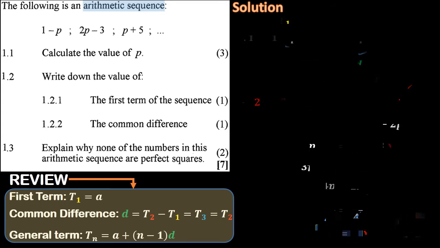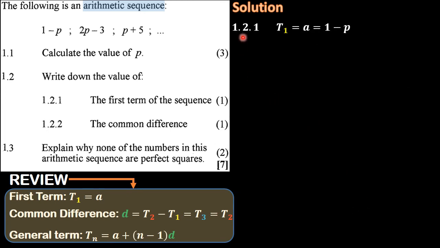Let's go on. In 1.2.1, T1 is equal to a. We know that, but this is given to be 1 minus p. And by the way, what is the value of p? 3. Exactly, you are with me. Then you will just have 1 minus 3, and then a will be equal to minus 2.